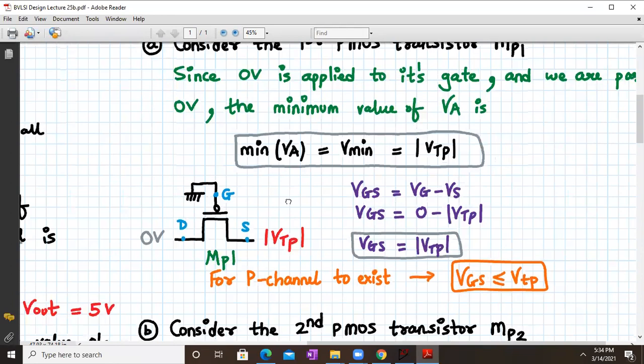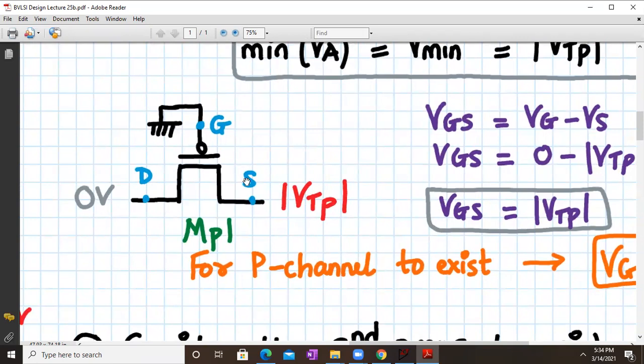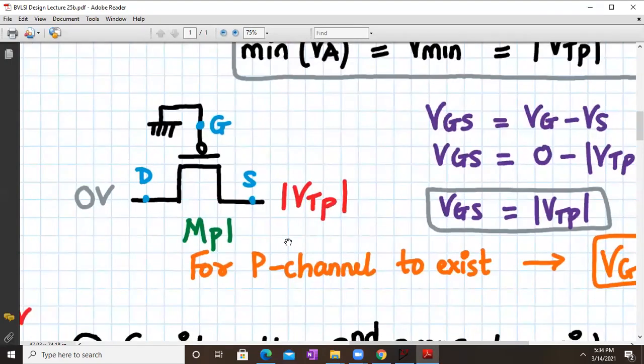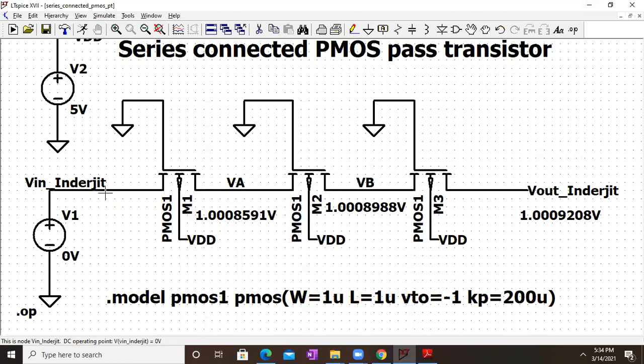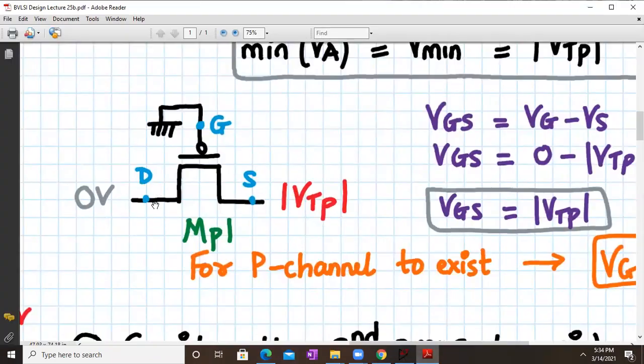So let us consider the first PMOS transistor. For the first PMOS transistor, this side over here is my drain. In a PMOS transistor, the higher potential is the source terminal. The drain is at a lower potential compared to that. So over here, this is my drain terminal, this is my source terminal, and this is my gate terminal. Gate terminal is 0. Drain terminal is also 0 volt.